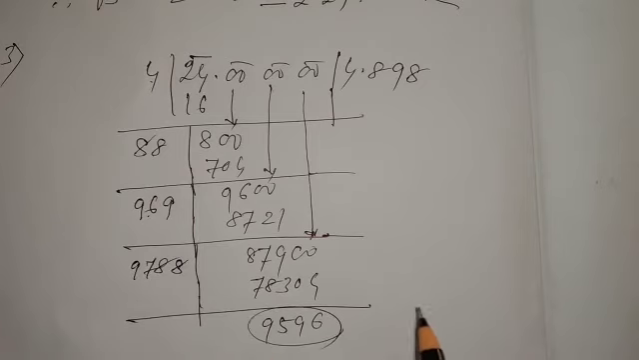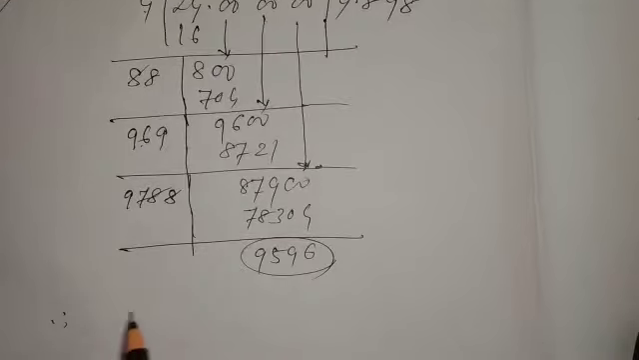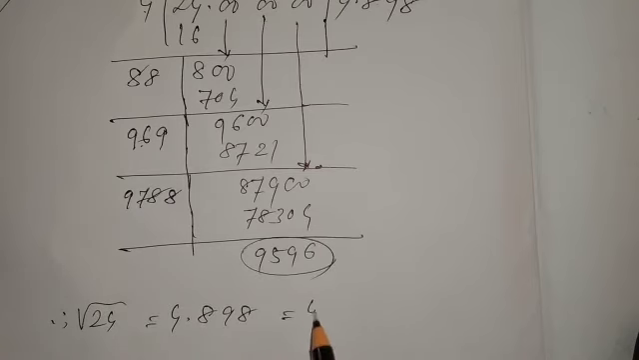So what is the square root of 24? Therefore, the square root of 24 is coming 4.898. That is approximately 4.90, because the digit 8 is given, which is more than 5, so 89 becomes 90, 4.90. This is the answer of number 3.